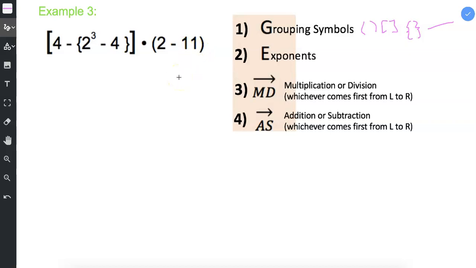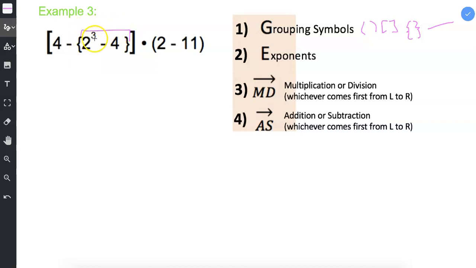To figure out where you start, you need to start at the innermost parentheses, or the innermost grouping symbols, so the ones that are on the inside. This set is on the inside, so I'm going to focus on simplifying this section first. And I'm going to simplify this up above it.